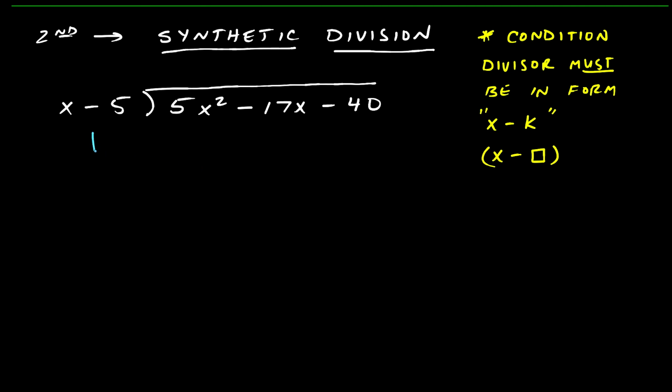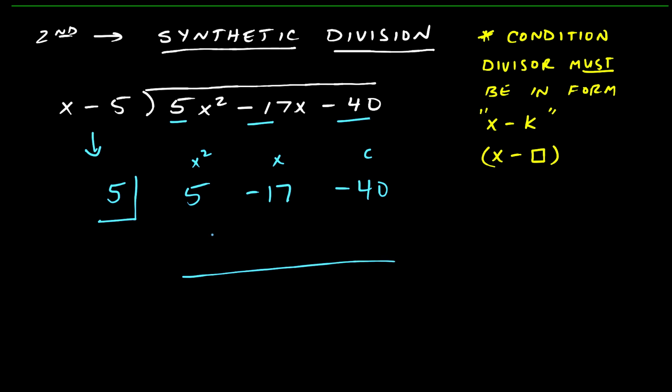And here's what we do. So x minus 5 is what our divisor is. So we find the 0 of this, which is 5. I'm going to put that right there. Then we take each coefficient. So in this case, it's going to be 5, negative 17, and negative 40. So this is our x squared, this is our x, and this is our constant. And what happens is you'll notice every single time the first term, our first coefficient, is always in our answer, just like it was last time. So we're going to bring that down.